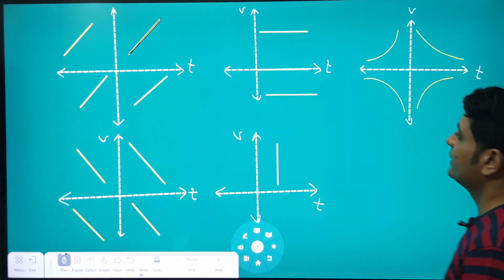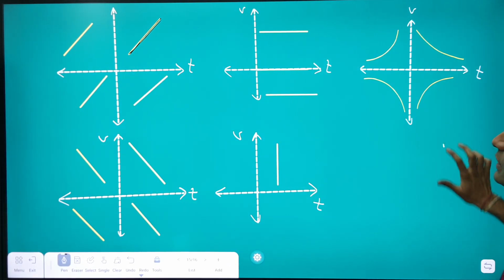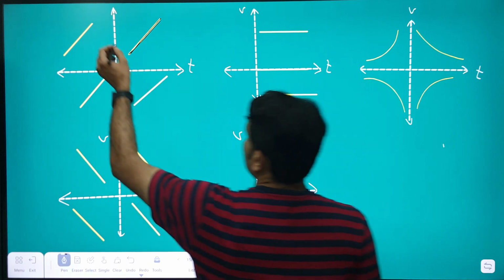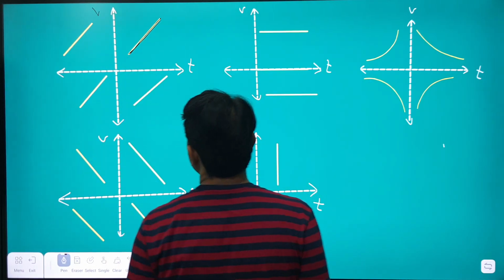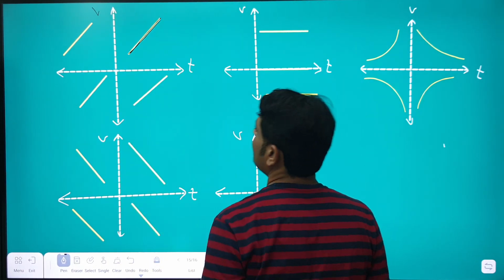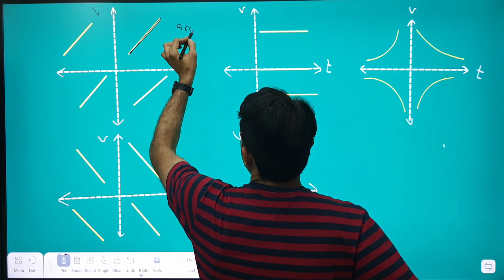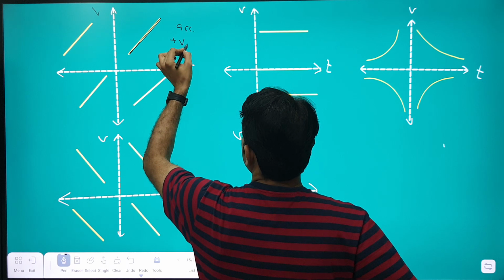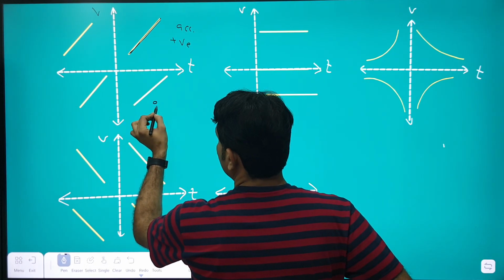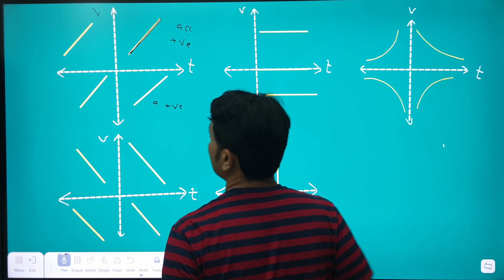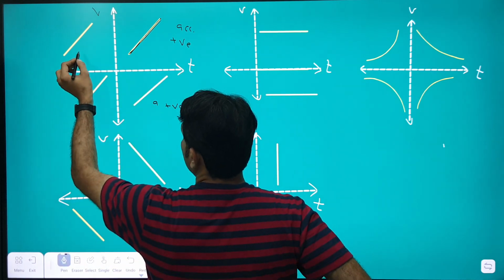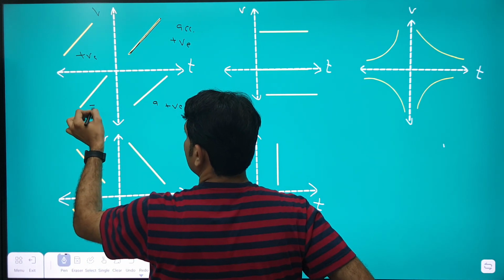So let's see the velocity versus time graph. If the graph is like this, v versus t graph, then it means that it is a kind of accelerated motion. Acceleration is positive in this case. In this case also acceleration is positive. So if the slope is positive, the acceleration is positive.